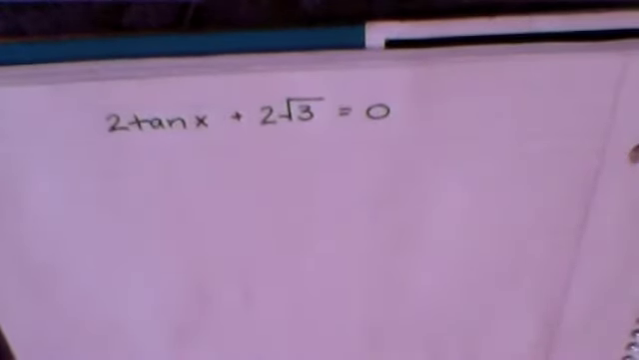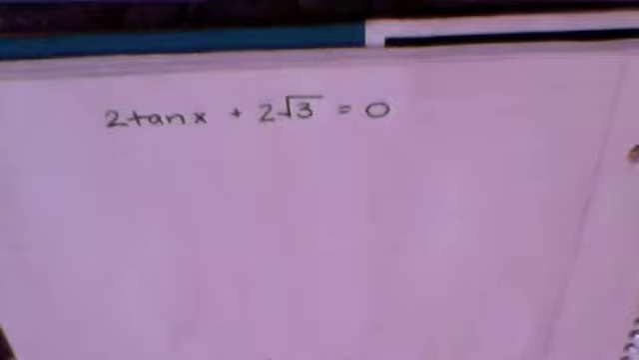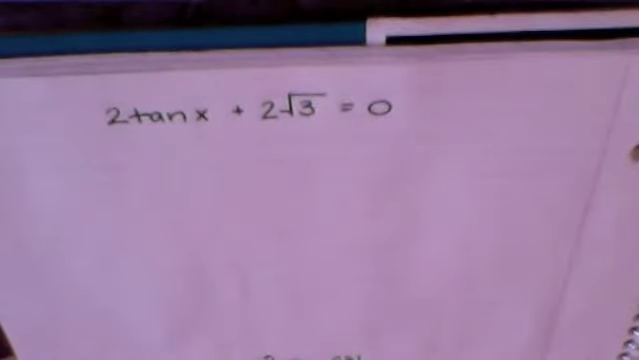Alright, let's look at another trigonometric equation. It's important to note that all your trig equations aren't going to only involve sine. They can involve any of the other trigonometric functions. The logic is actually going to be the same. I have this equation here, 2 times tangent of x plus 2 times the radical 3 is equal to 0.